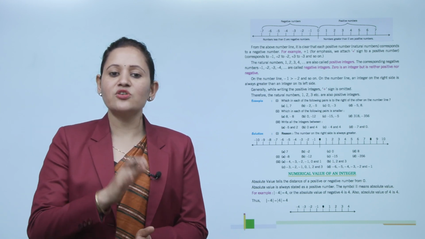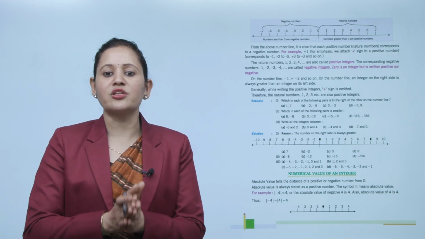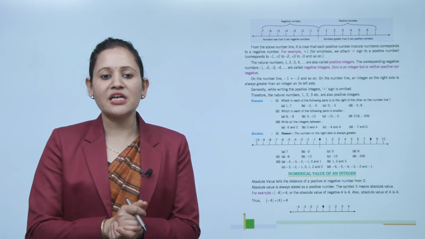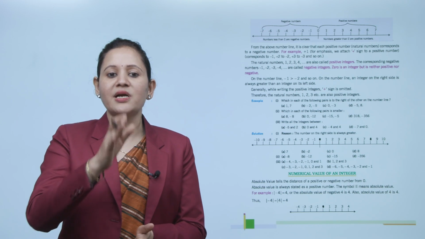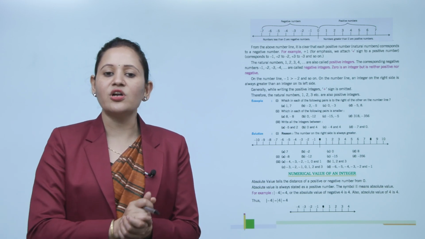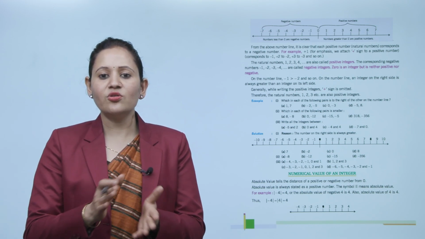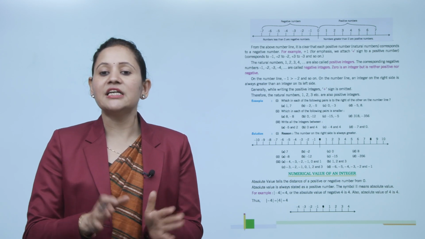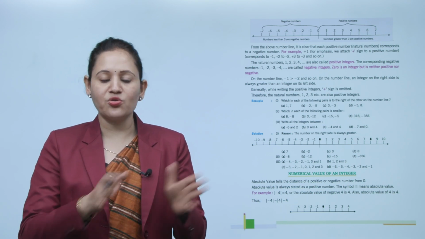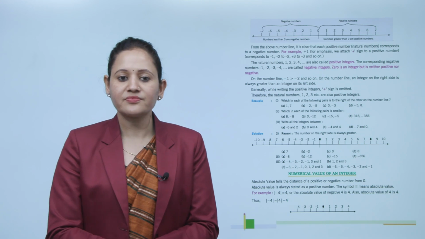The natural numbers 1, 2, 3, 4 and so on are also called the positive numbers. The corresponding negative numbers will be minus 1, minus 2, minus 3, minus 4 and so on. They are called negative integers. 0 is an integer but it is neither positive nor negative. 0 will be neither positive nor negative.